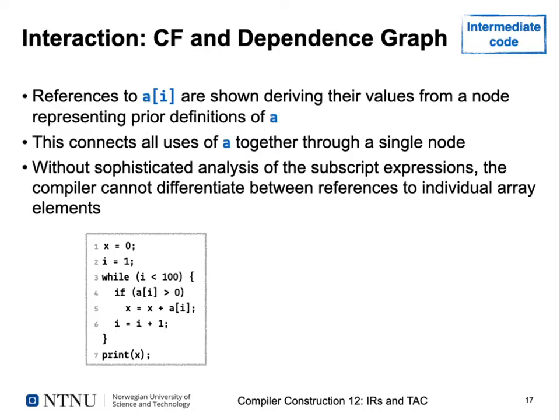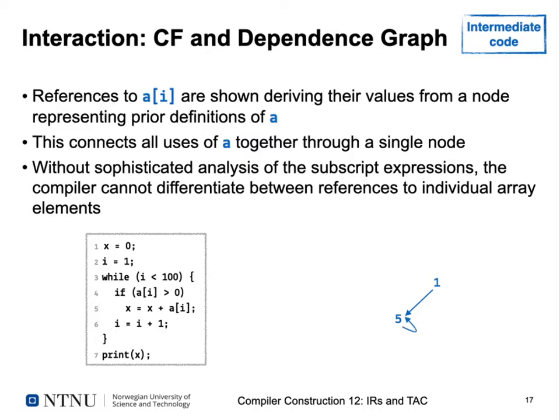So let's try to construct our dependence graph for our program with this loop and the array in it. So we start looking at line 1, and we see line 1 declares a variable x and initializes it to 0. So this value of x is used again in line 5 of our loop.